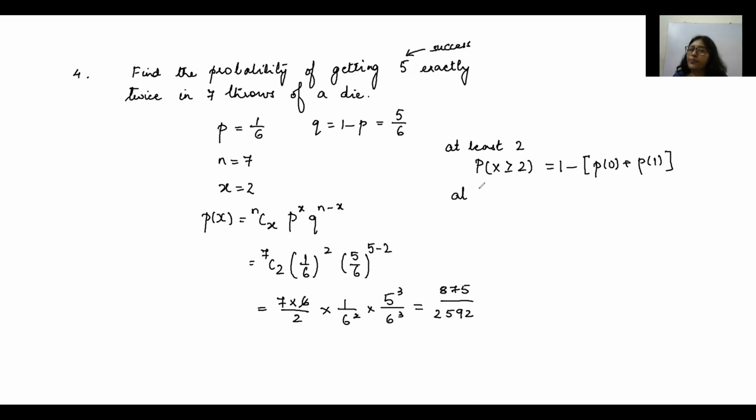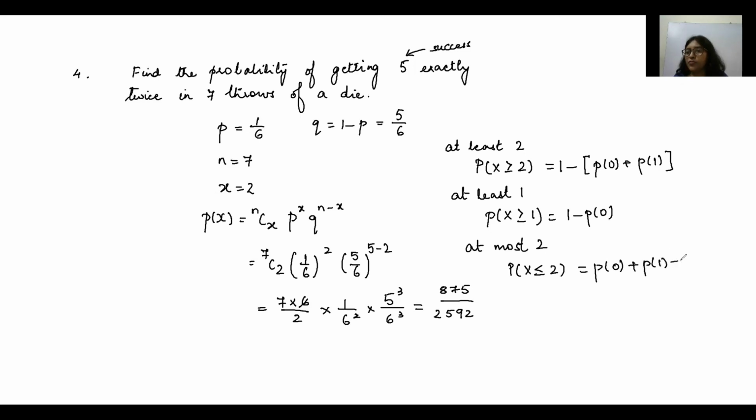If it was at least once, I mean at least one success, then it would be 1 minus P of 0. If it were to be at most 2, then it has to be P of 0, P of 1, and P of 2. You individually calculate these values and, as per the options, look for the answer. Okay, so these were questions on probability, I mean the binomial distribution topic.